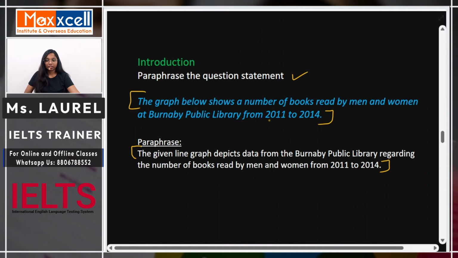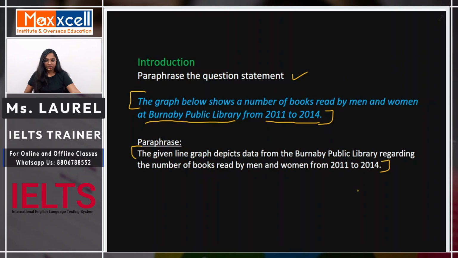You can see we have retained the key information like the years. We have also retained the name of the library and, obviously, the number of books read by men and women, the main quantity that it takes.